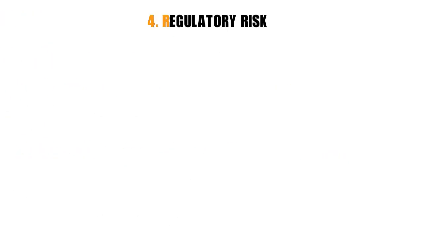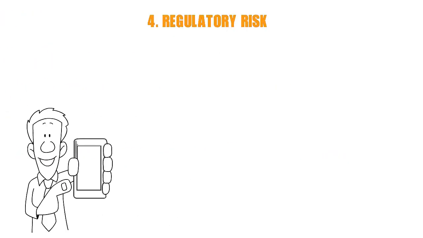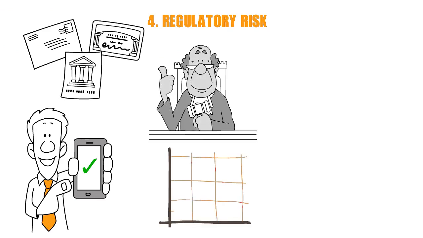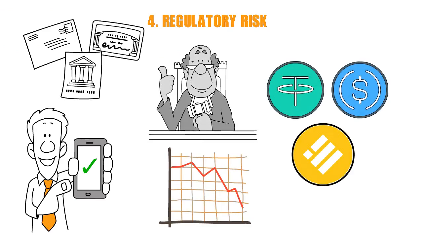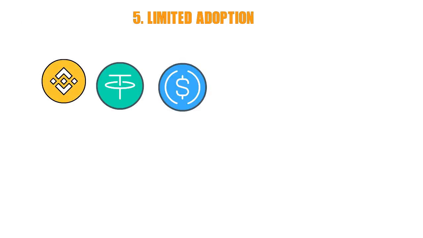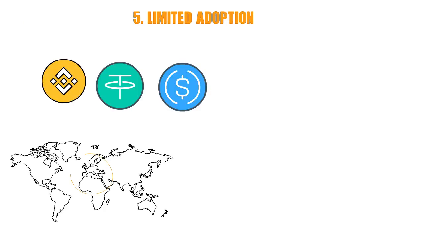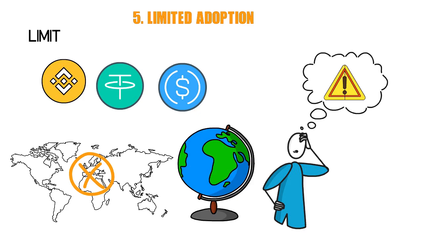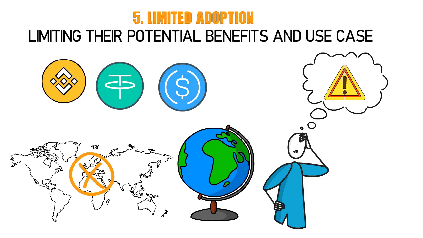Stablecoins are subject to regulatory risk. If they are not properly registered or licensed in the jurisdictions where they are used, regulatory changes could lead to a loss of value or even an outright ban of stablecoins in some jurisdictions. Finally, limited adoption. Stablecoins are still a relatively new technology, and their adoption is not yet widespread. This means that there is a risk that stablecoins may not gain traction or become widely adopted, limiting their potential benefits and use cases.